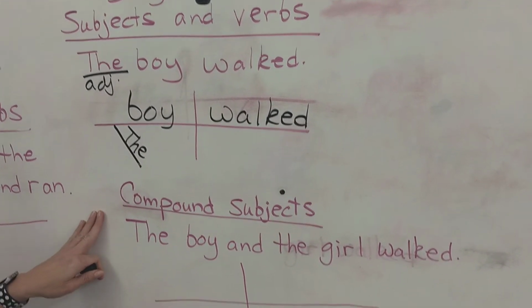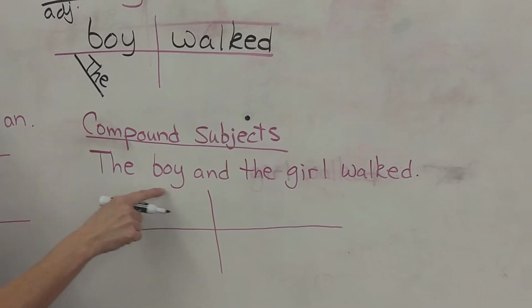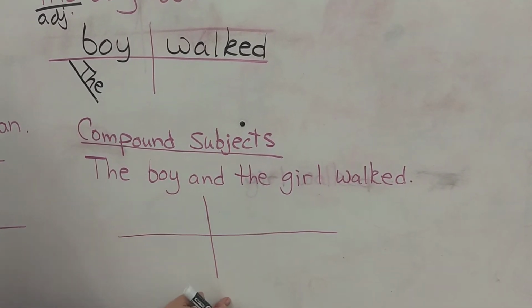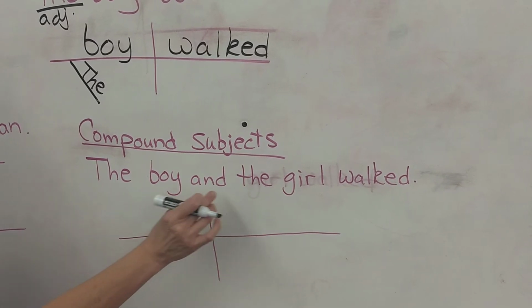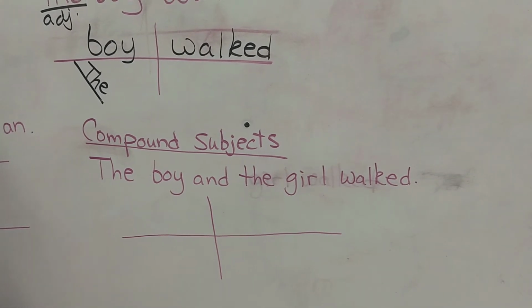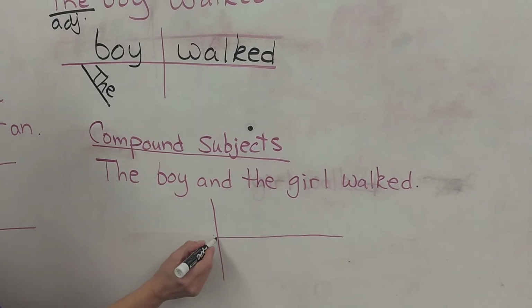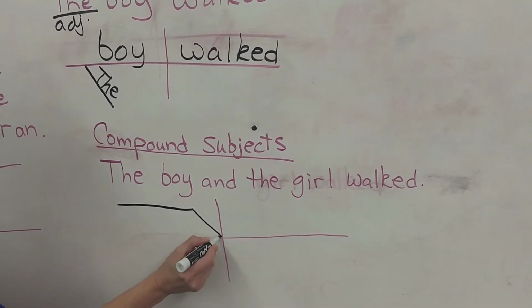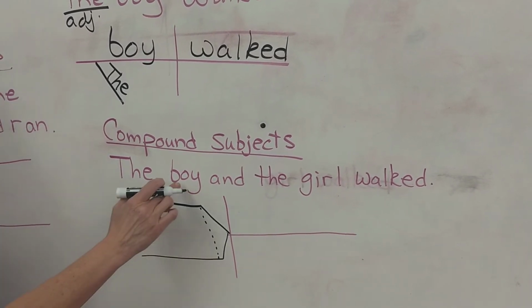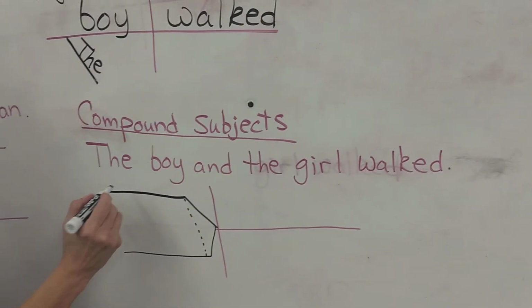Now, if we have compound subjects, they're a little bit different. Here we have the boy and the girl walked. Once again, we have a horizontal line with the vertical line going through. So we find our subjects, but in this case, we have two subjects, so our line is going to be changed. I'm going to erase this line, pretend as if it's there, but then I'm going to make a divided line with a dotted line through it because I need to make sure that I have boy and girl represented here. So boy is a subject.